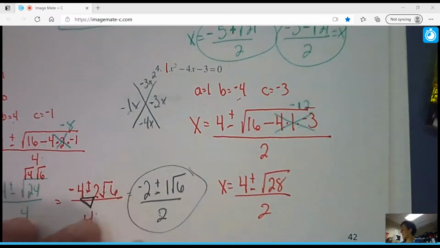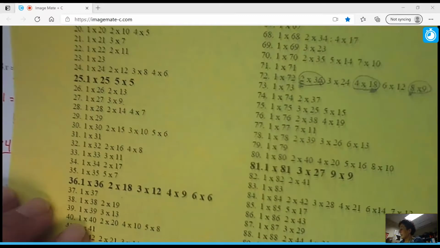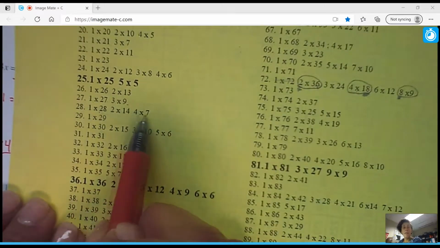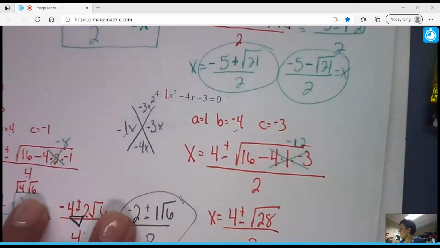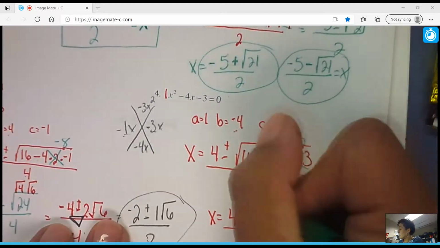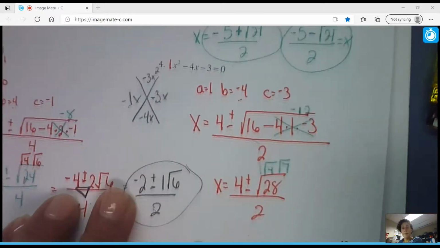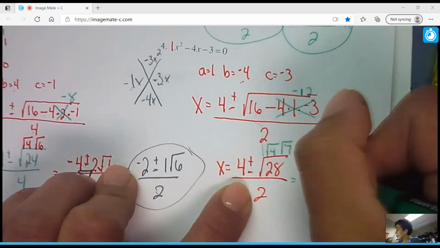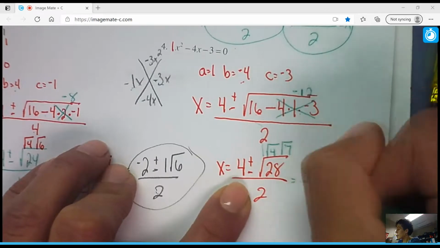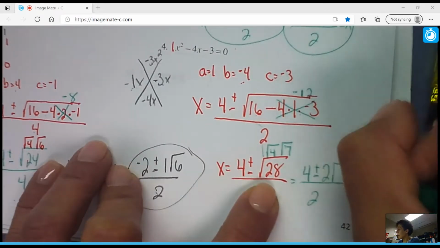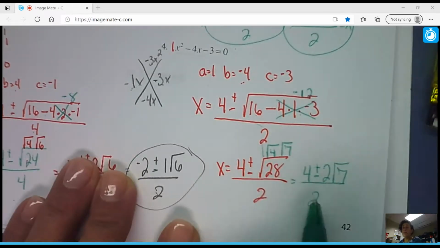Let's go for a better answer. So I'm going to look at 28, and maybe there are parts of 28 that are perfect, and as it turns out, 4 and 7, 4 is perfect. So I'm going to break this down into square root of 4 and square root of 7. And then here's the 4, here's the plus or minus over 2. The square root of 4 becomes a 2 with the square root of 7, so good answer, better answer.